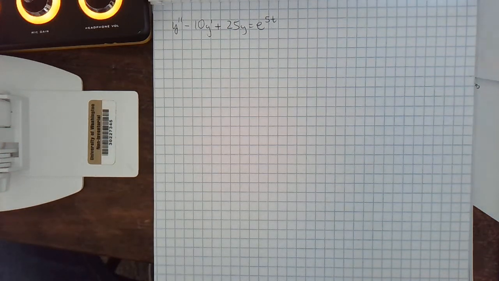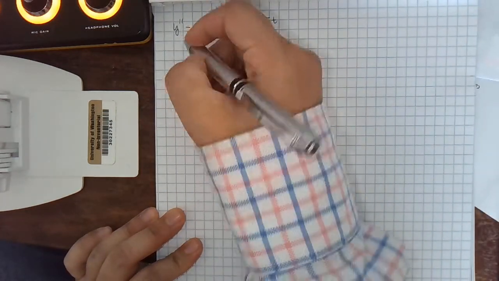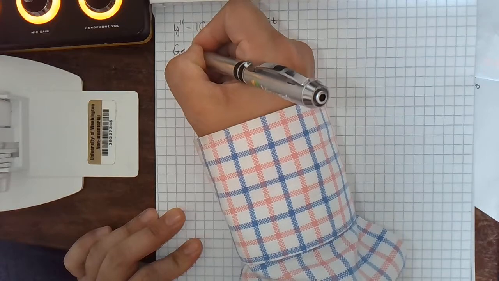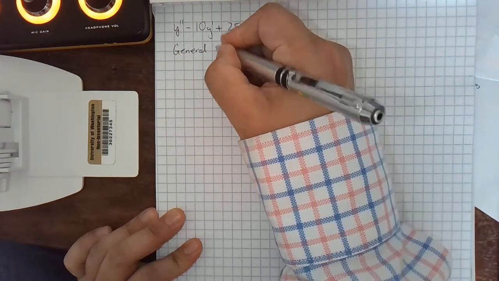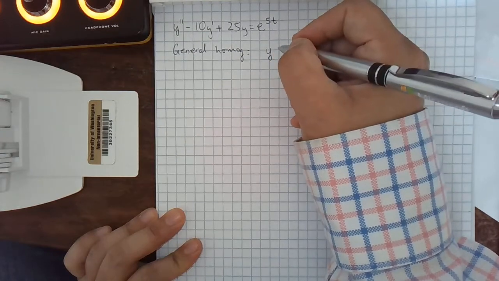All right, we've already done one exponential example of the method of undetermined coefficients, but let's actually look at this one because this one's going to be interesting. Okay, so we go as usual. We're going to do our general homogeneous solution.